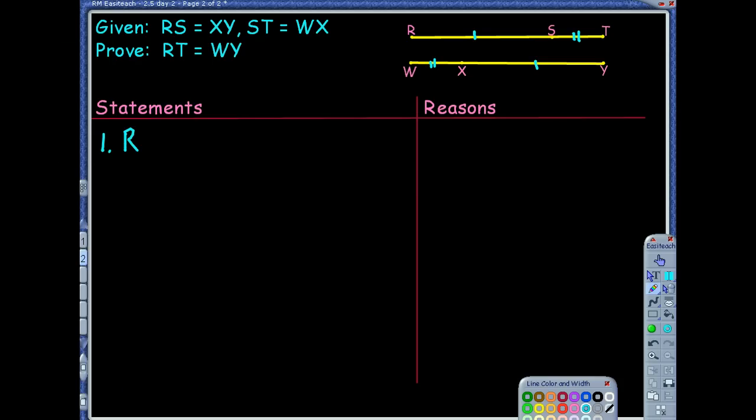Okay. Well, like Mrs. Hochgravy was saying, I look at it and I'm like, well, RT is made up of a 1 and a 2 tick mark, and WY is made up of a 1 and a 2 tick mark. So it makes sense that those are going to be equal. But again, we need to fill in the gaps. We need to think about our logical argument. We don't want anything missing.